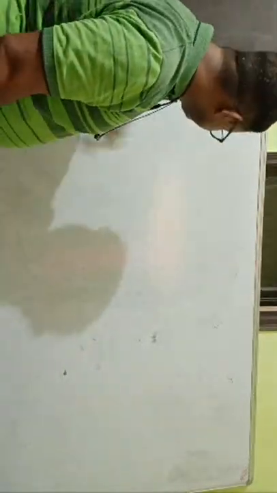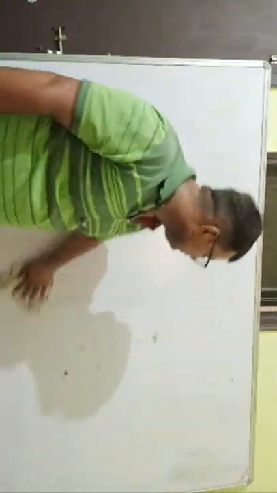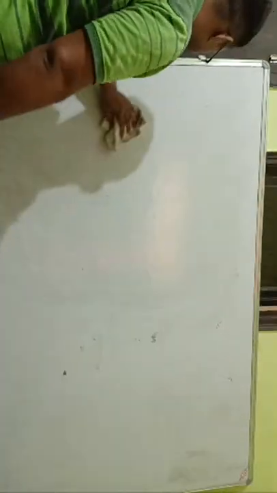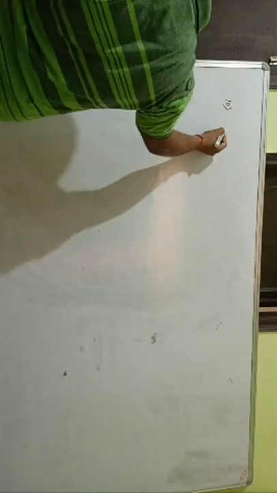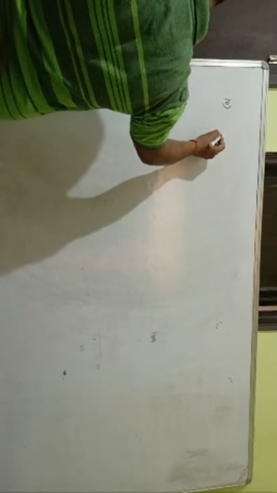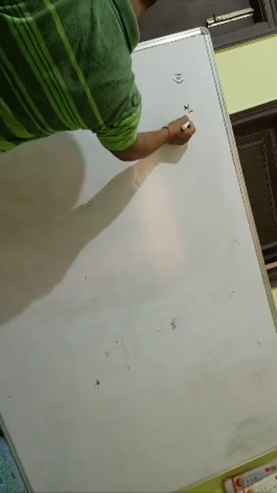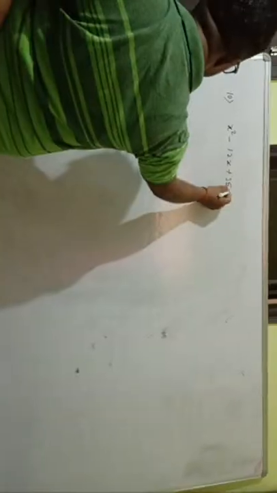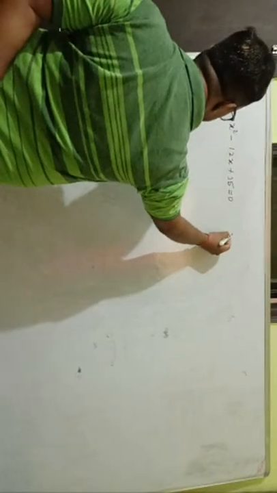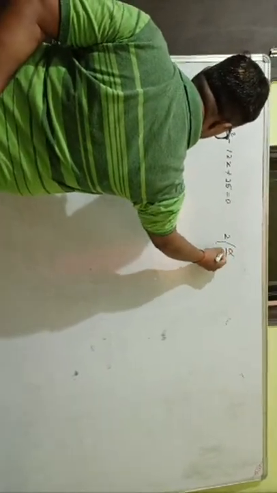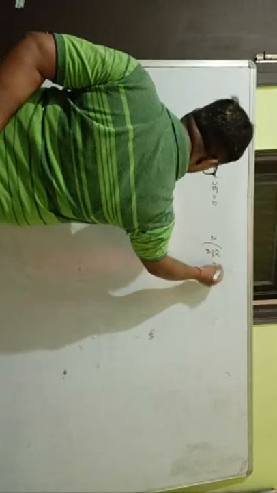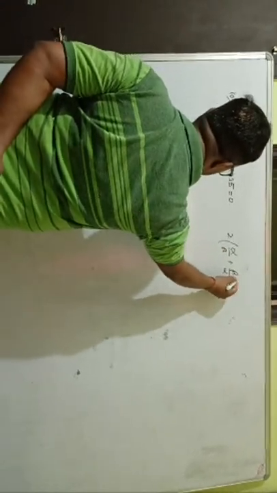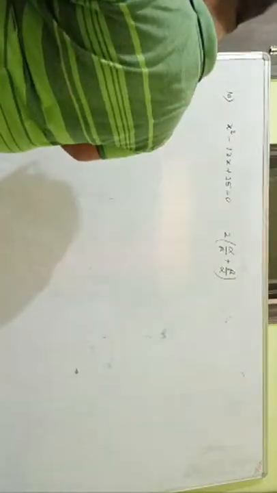I hope you will do this many questions today; that will be helpful to you. See, last question number 10, till now we have solved almost 12 questions. x square minus 12x plus 35 equal to 0. You have to find the value of 2 by alpha plus beta, plus alpha by beta, plus beta by alpha. I hope you get it.